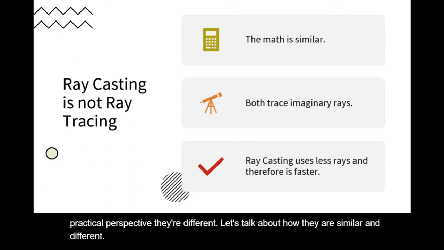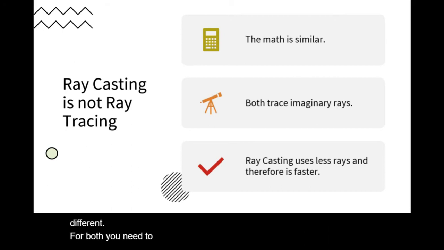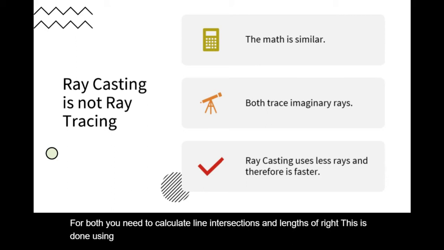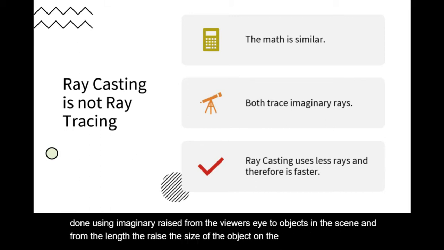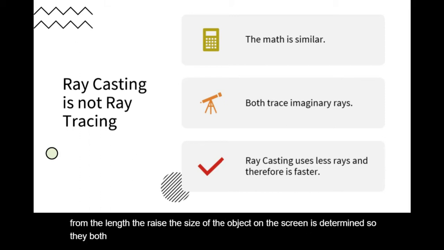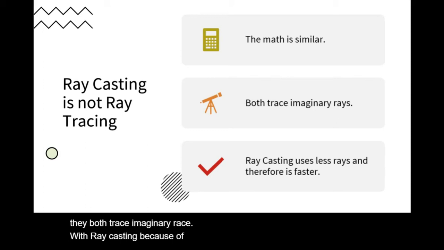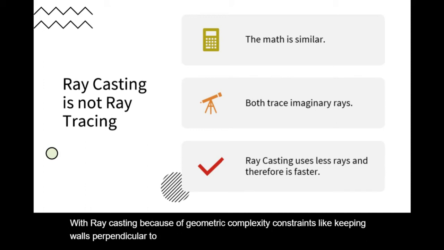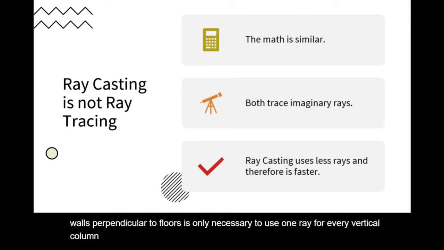For both, you need to calculate line intersections and lengths of rays. This is done using imaginary rays from the viewer's eye to the objects in the scene, and from the length of the rays, the size of the object on the screen is determined, so they both trace imaginary rays. With raycasting, because of geometric constraints, like keeping walls perpendicular to floors, it's only necessary to use one ray for every vertical column of pixels, whereas with ray tracing, you would cast a ray for every pixel on the screen.